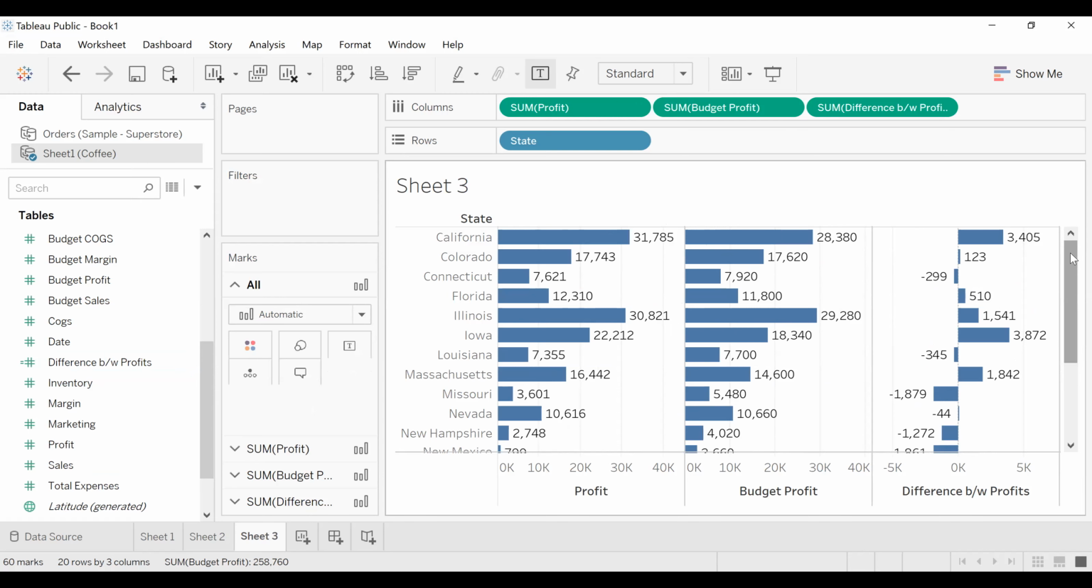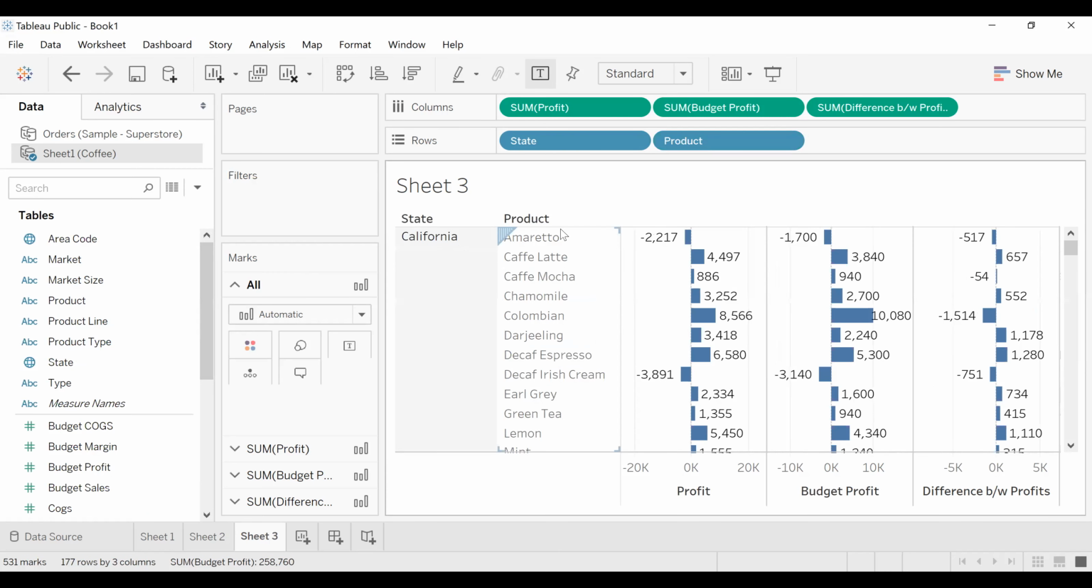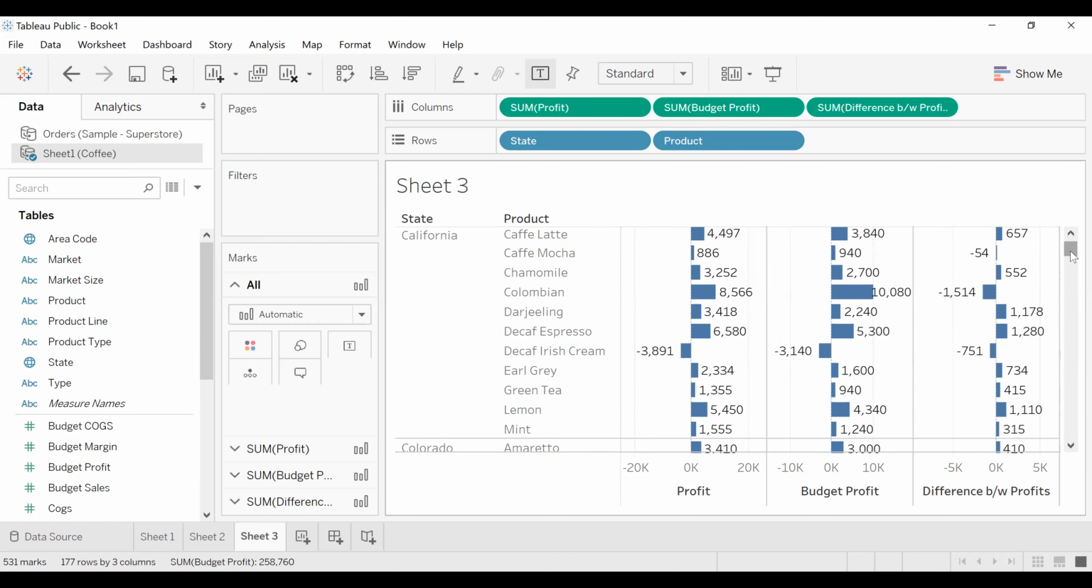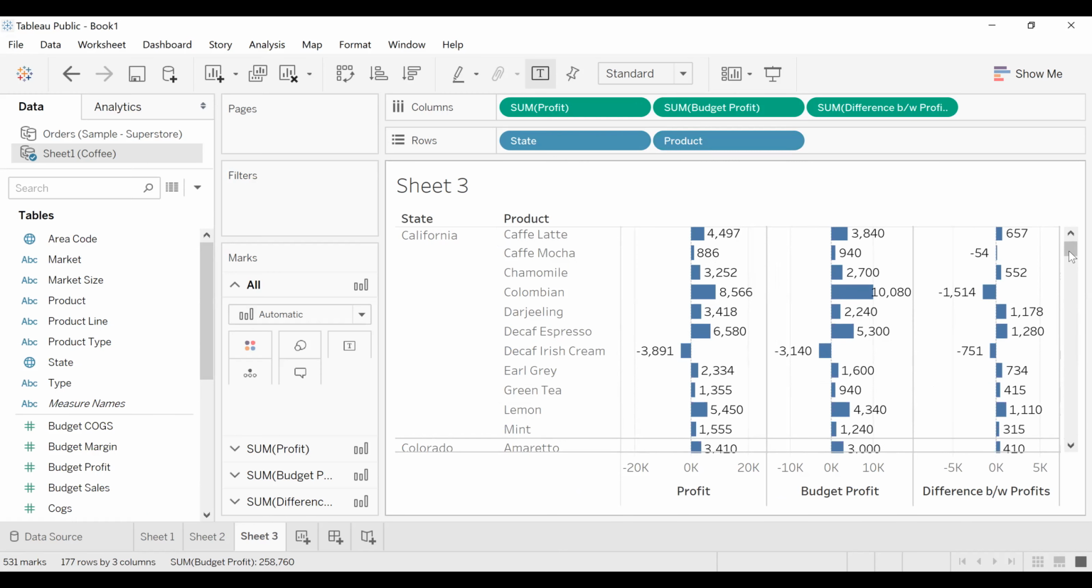So what is the requirement? The requirement here is the percentage of products that are meeting their target profit in each state. So if we bring the product column into the view, California has so many products. The total number of products is how many? 1, 2, 3, 4, 5, 6, 7, 8, 9, 10, 11, 12. There are 12 products in total.